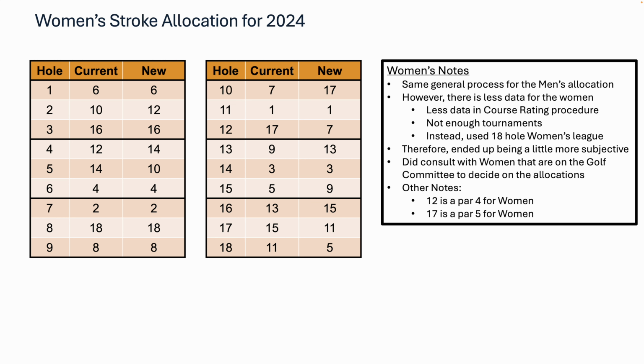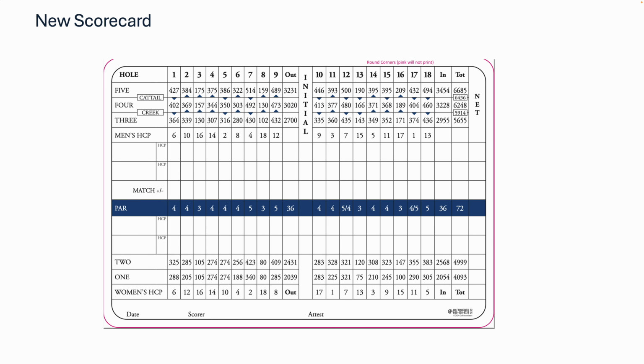A couple other things just to note, in case you're curious, why is 17 so easy for the ladies? Well, keep in mind, 12 is a par 4 for the women, and 17 is a par 5 for the women. And with that, here is the final result and our final scorecard for 2024.